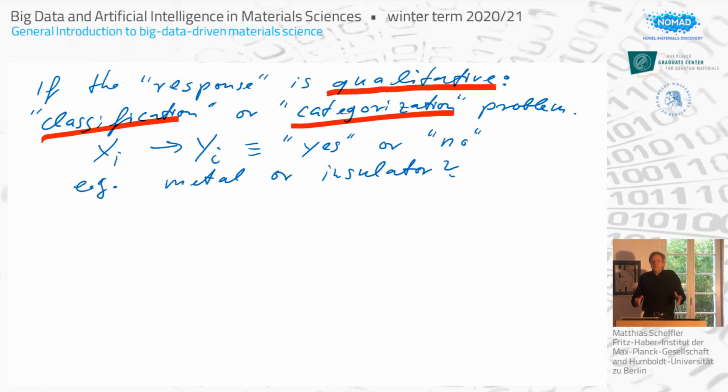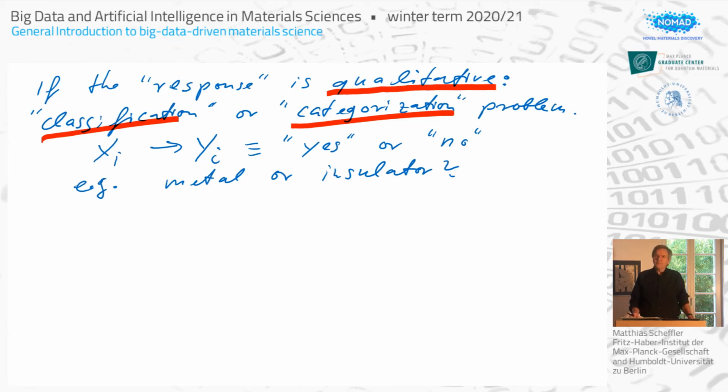Of course, there are other possibilities. There's no need that it's only two values, metal or insulator. It could be ferromagnetic, antiferromagnetic, paramagnetic. It could be a half metal, a metal, and whatever. So this classification issue could also have more than two values. It could be 5, 10, or whatever number of values you want. But the issue is it's not really a continuous function. It is a classification of a property like metal or insulator.